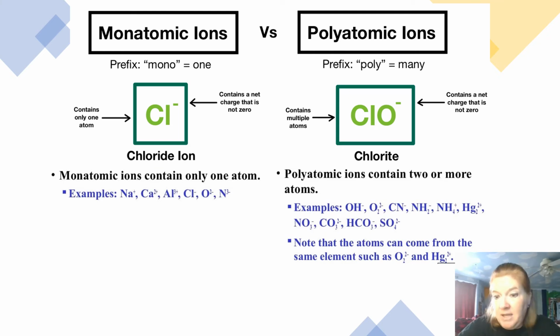So something else to tuck away in your head to remember. Monatomic, remember, means one atom. Polyatomic, poly means many. So we can have ions that are made from one single atom, so a chloride ion, for example. But it can also happen with sodium, calcium, aluminum, chlorine, oxygen, nitrogen, elements on the periodic table.